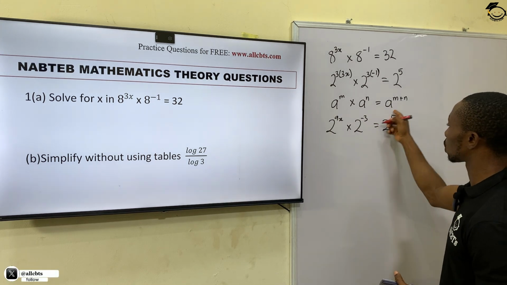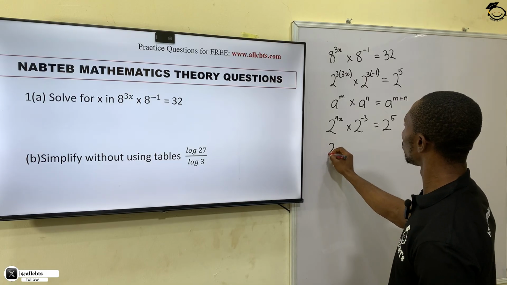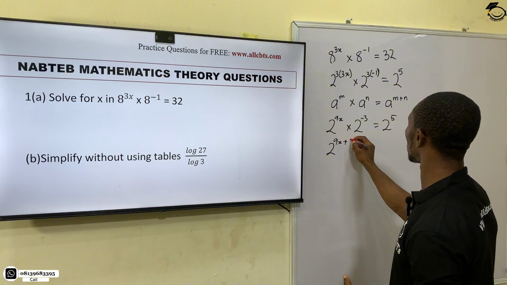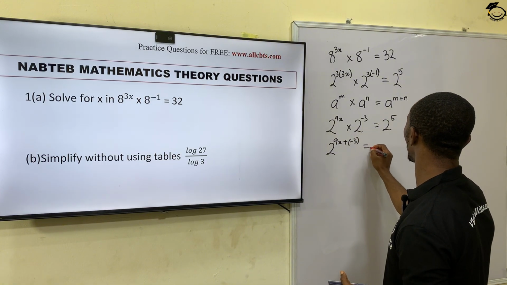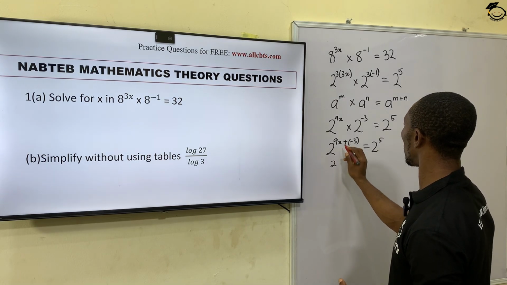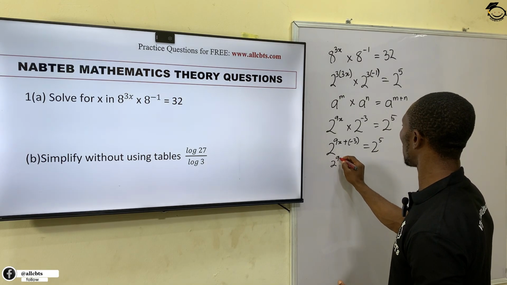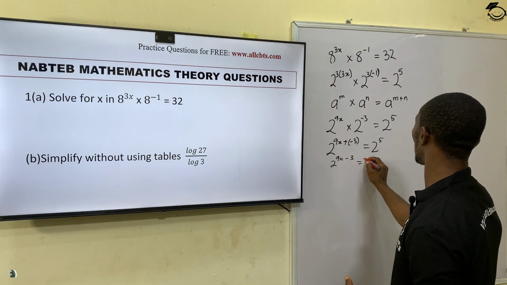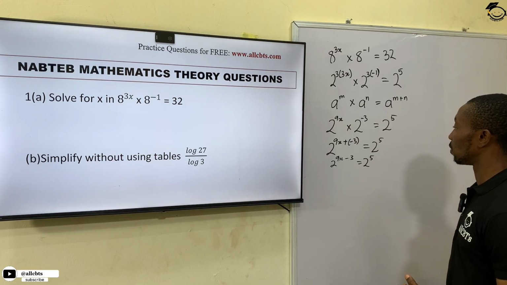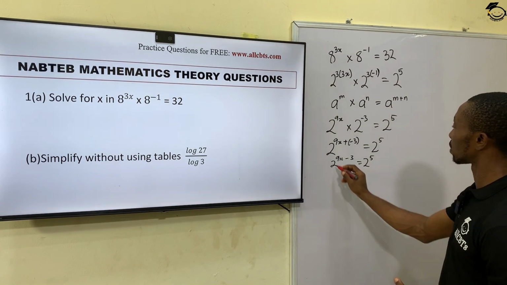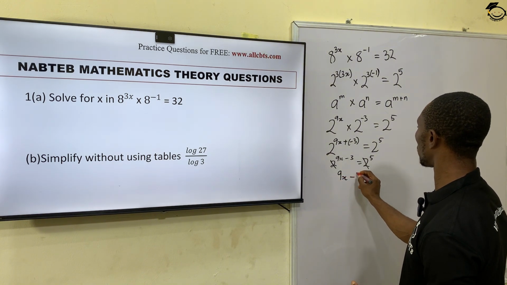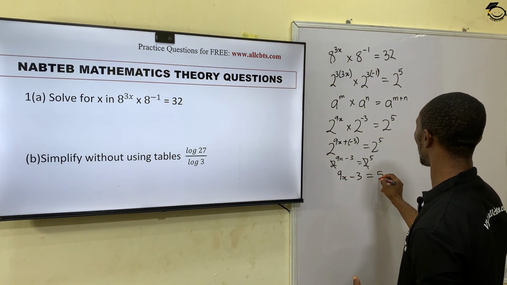So now applying this law here, we have it as 2 raised to power 9x minus 3 equals 2 raised to power 5. Now this will give us 2 raised to power 9x minus 3 equals 2 raised to power 5. Minus times plus will give us a minus. Now we can now equate our bases. This cancelling this would give us 9x minus 3 equals 5.